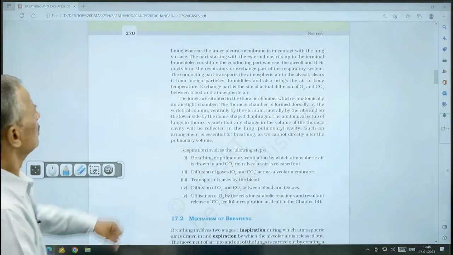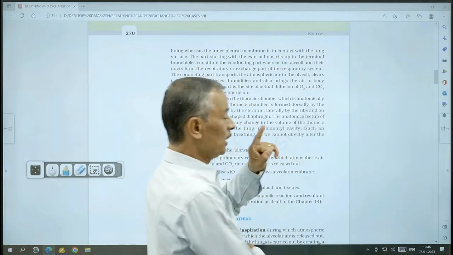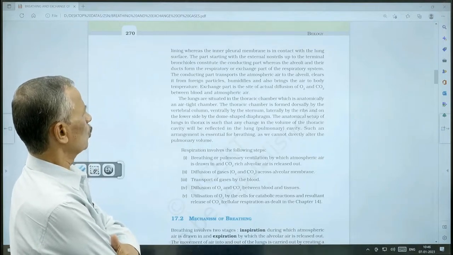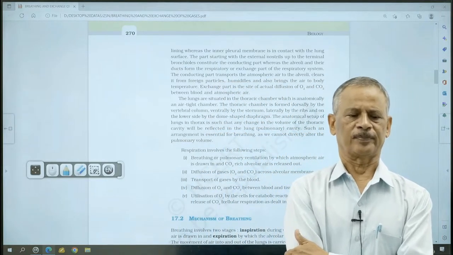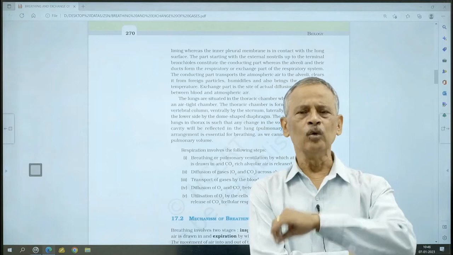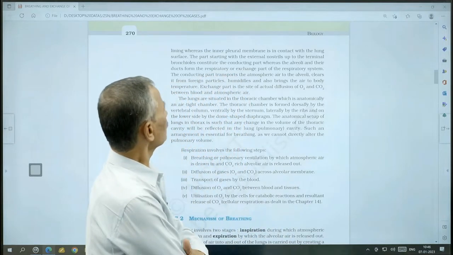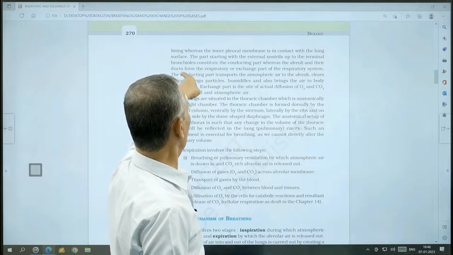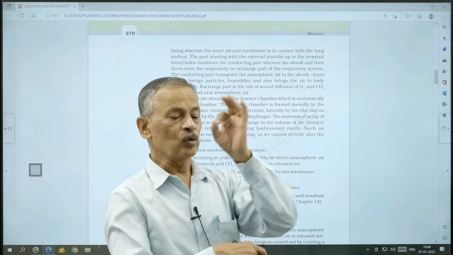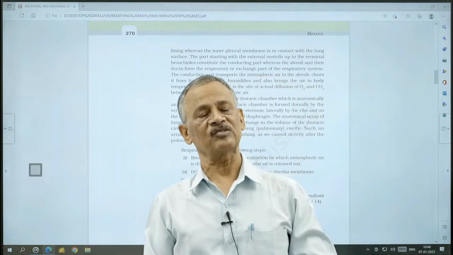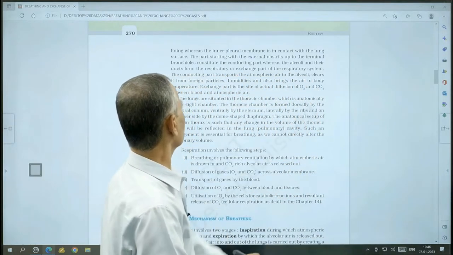The part starting from the external nostril up to the terminal bronchiole constitutes the conducting part, because its main function is to conduct, take air into the lungs and out of it. That is why it is called conducting part. Whereas alveoli and their ducts, alveolar ducts, will form the respiratory part, because it is only through these alveoli and their alveolar ducts that the exchange of gases is taking place. So it is also called exchange part.